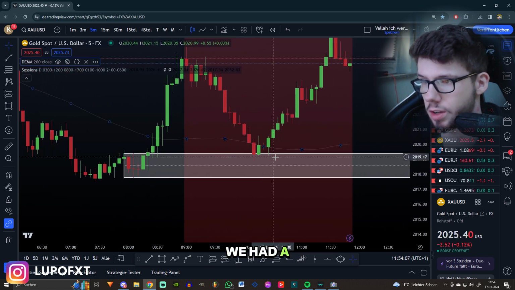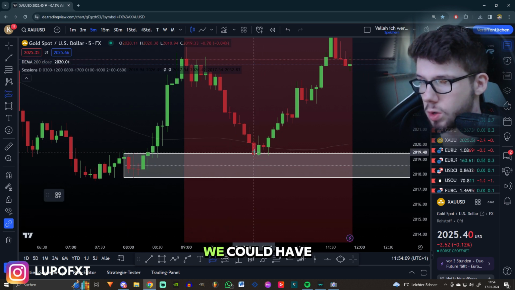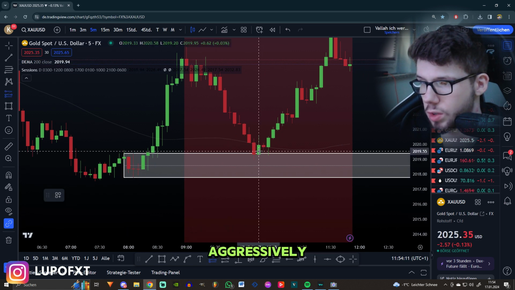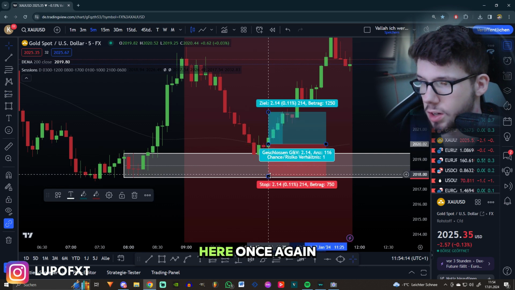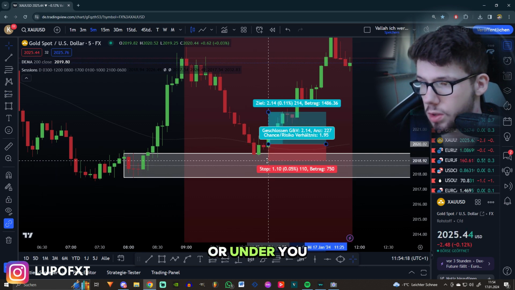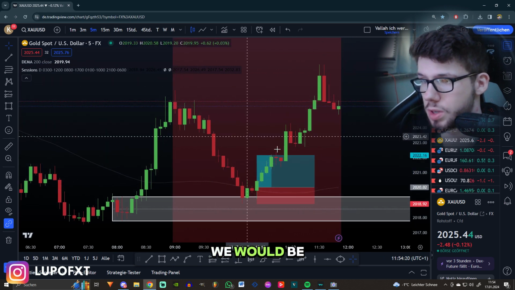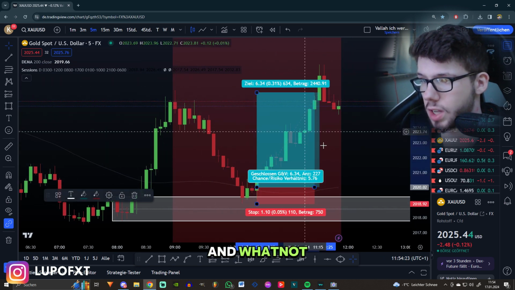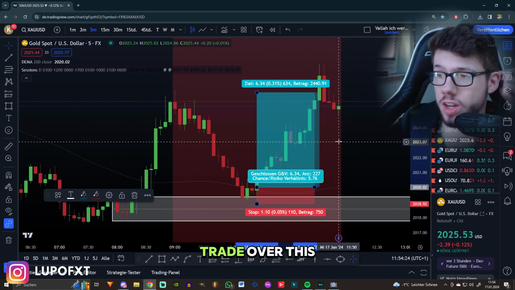And we can see we had a touch just beautifully here. We could have entered the trade either aggressively or with the break of the candle, for example, here. Once again, stop loss either under the zone at the 50% of it or under the most recent candles. We would be taking out these highs and whatnot, and we would have had a crazy trade over this morning.